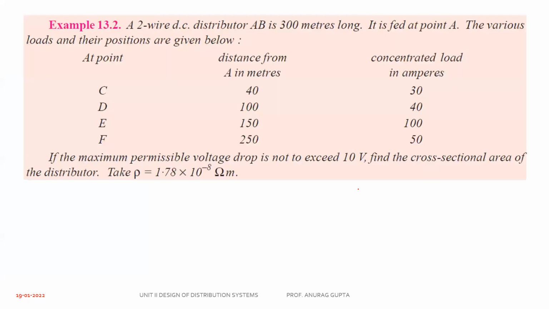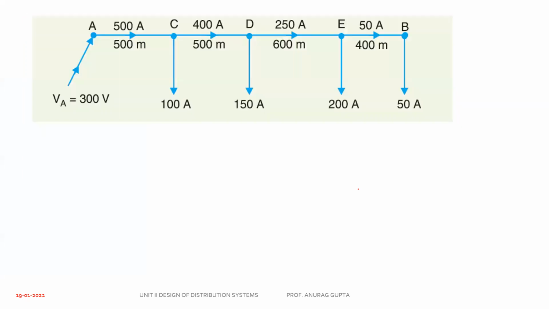So I'm just giving an example. You can see clearly the first numerical that I'm giving here, question number 1. They have given the currents: 500 ampere, 400 ampere, 250 ampere, 50 ampere. I think everyone can understand. Clear. This is the section current. These are the sections: 500 meter, 500 meter, 600 meter. We have given some distances.